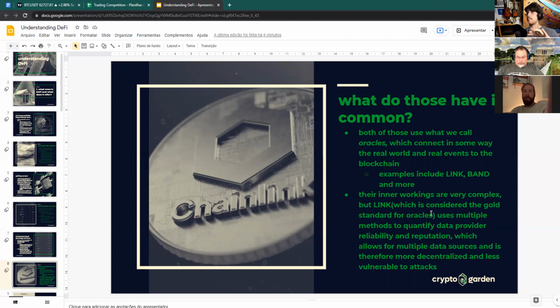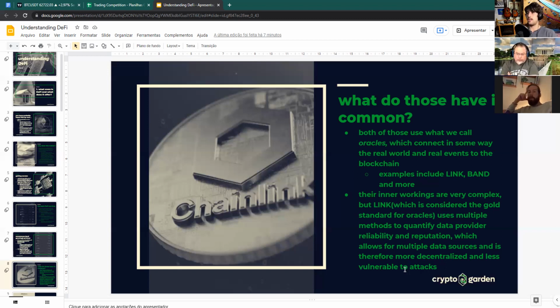are many more. But Link, which is considered the gold standard, has a very complex protocol, which you can check on their website, for how they solve what we call the blockchain oracle problem, which is precisely that blockchains cannot connect to the external world. It uses multiple methods to quantify data provider reliability and reputation, and then they can use multiple data sources, and it is more decentralized than, for example, having a single data source, a single point telling you, for example, the rain in Kenya was bad. That single data source can be manipulated quite easily.